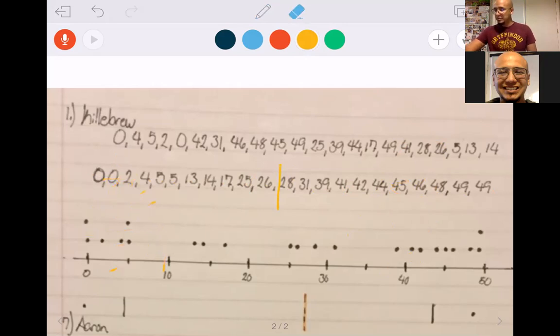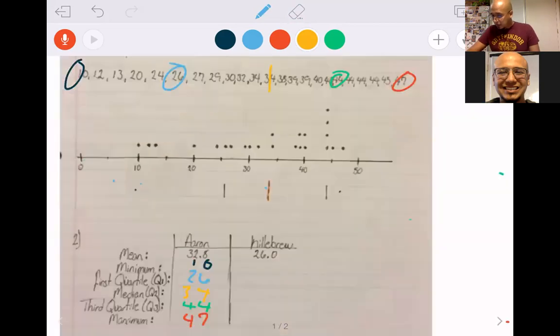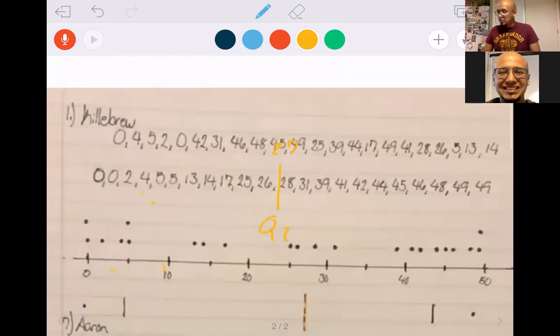So 27 is the median. It's not 26, it's not 28, but it's 27. And that is my Q2. So I'm going to go back to my table. And for this one, I'm going to put 27. That is my Q2 for Kilbrew.